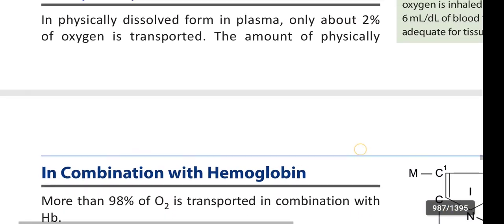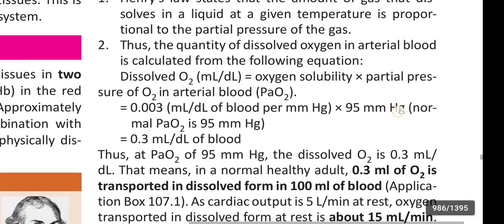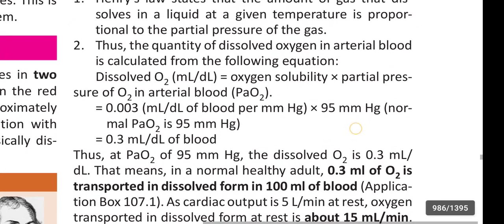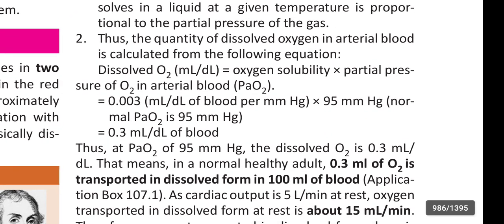Check it once again. Okay guys, here see, dissolved oxygen is 0.3 ml per deciliter of blood. Oxygen solubility is 0.003 ml per deciliter of blood per mmHg. Partial pressure of oxygen in arterial blood is 95 mmHg.